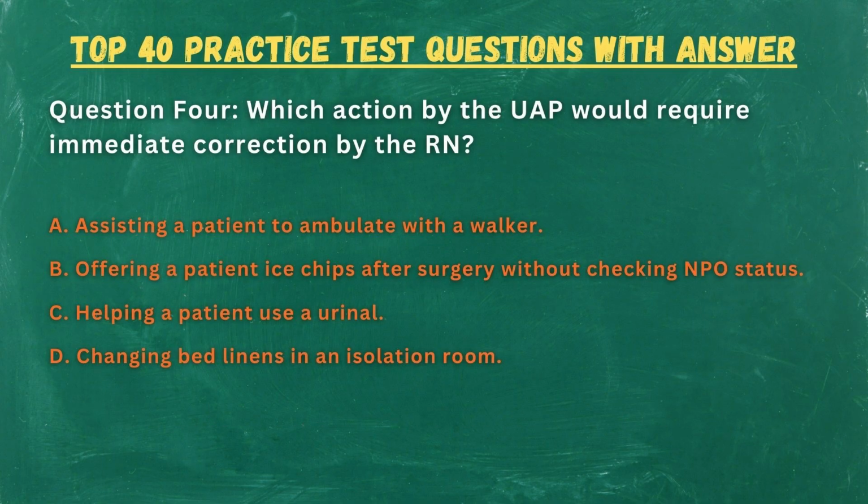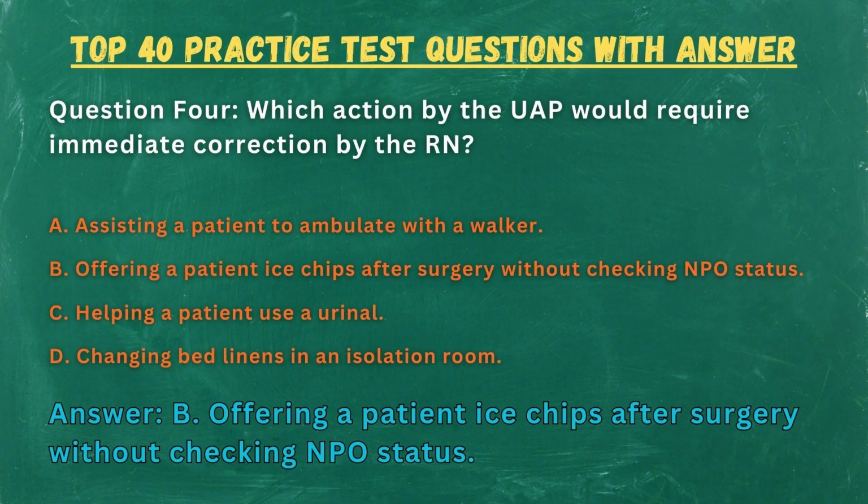Question 4. Which action by the UAP would require immediate correction by the RN? A. Assisting a patient to ambulate with a walker. B. Offering a patient ice chips after surgery without checking NPO status. C. Helping a patient use a urinal. D. Changing bed linens in an isolation room. Answer. B. Offering a patient ice chips after surgery without checking NPO status.